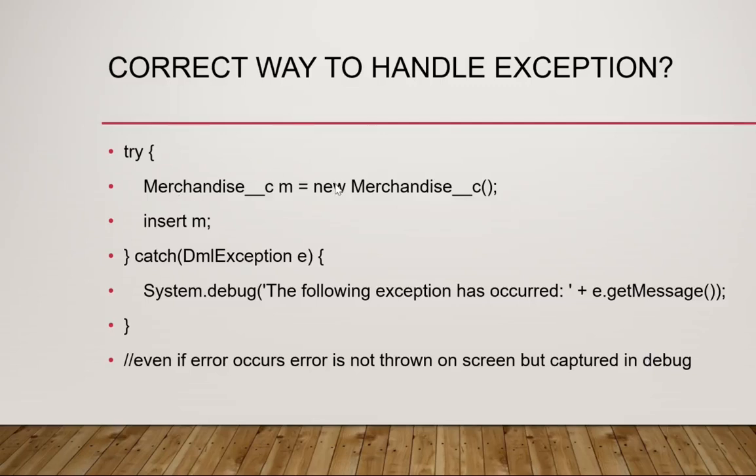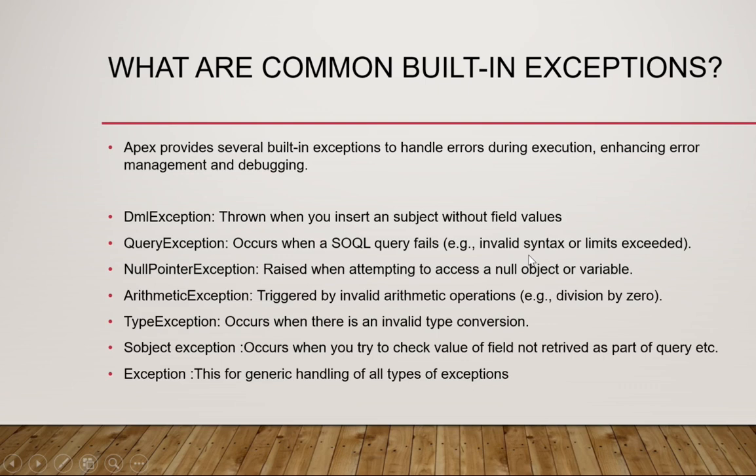To handle the exception, you basically have to put it into a try catch block. So here, if you see, you have a try and the same error will come because no fields are initialized, but since you are catching the DML exception, it will be gracefully handled. Even if an error occurs, it will not throw on the screen, but will capture it in the debug log. So you have to always write it in a try catch block.